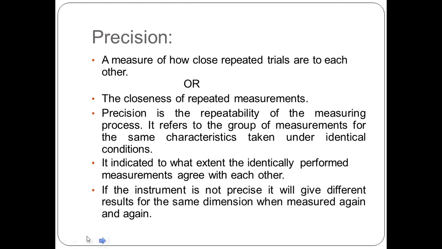So if your instrument is not showing the repeated value for the same thing, then this means that your product is not wrongly manufactured, but the measuring device has failed. So precision also helps to calibrate the performance of your instrument. So this is the difference. Just keep one thing in your mind: accuracy is the degree of closeness to the actual value, and precision is the repeatability of the value.